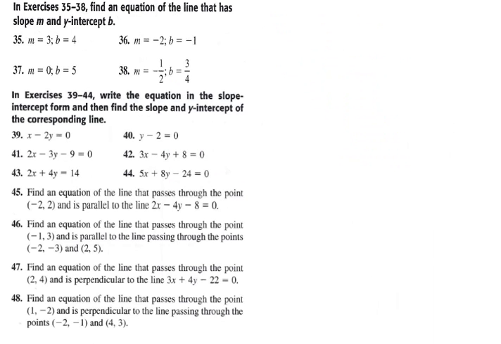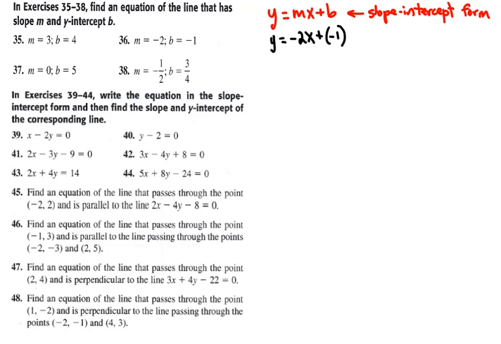Okay, I'll go on to problem 36. In 36, we want to find the equation of the line that has a slope m and y-intercept b. When we know a slope and a y-intercept, we're going to use the slope-intercept form of the equation. And so 36 becomes pretty straightforward. We just plug in the slope of -2 and the y-intercept of -1. And so y equals -2x plus -1, which is the same as y equals -2x minus 1.